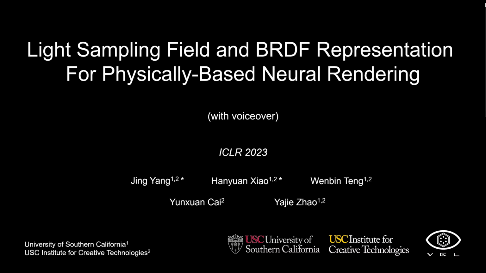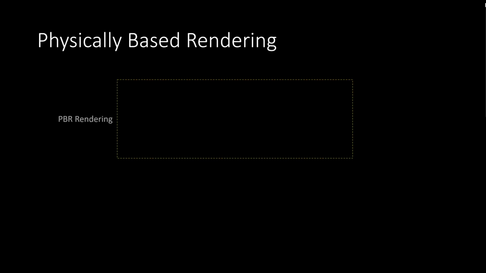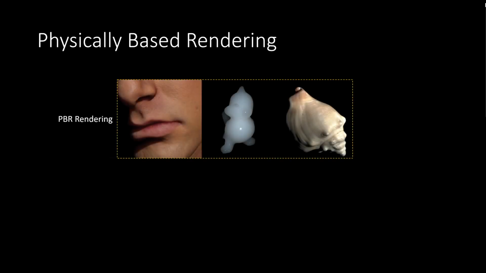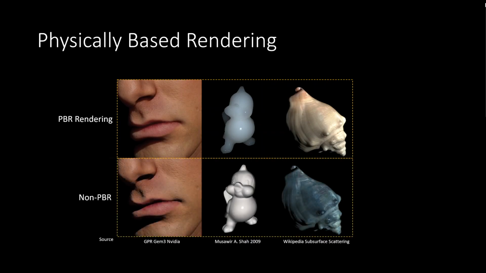We present light sampling field and BRDF representation for physically based neural rendering. In this work, we propose a physically based neural rendering pipeline that allows for realistic rendering of complex objects, such as translucent and organic materials. These materials typically possess a multilayer structure, which makes the light transport more intricate and challenging due to subsurface scattering and other complex interactions.